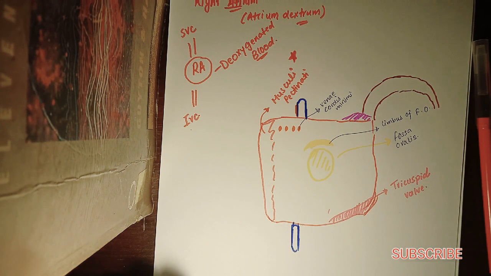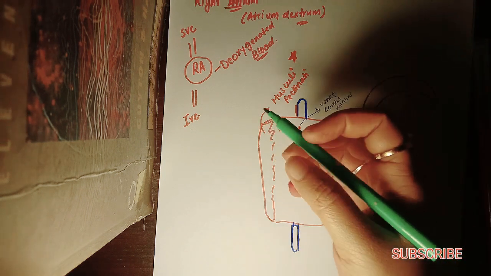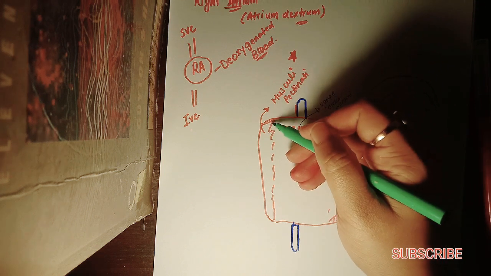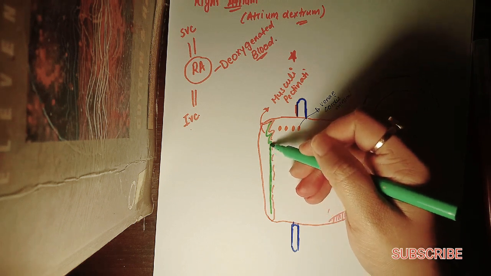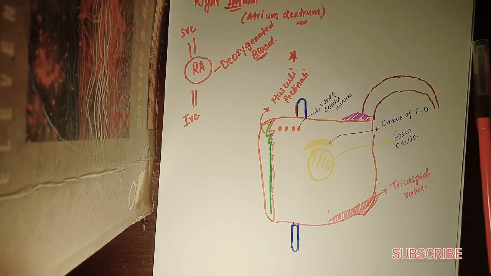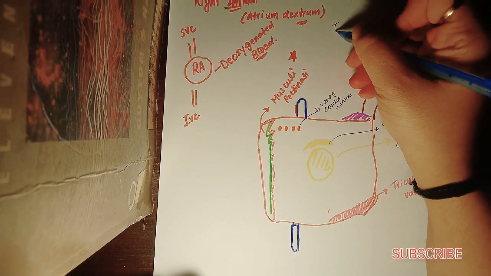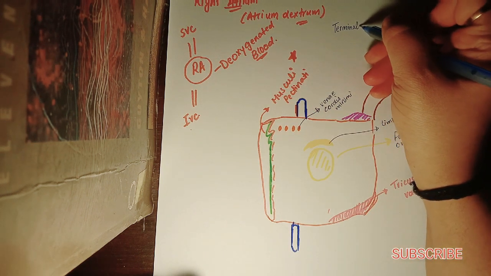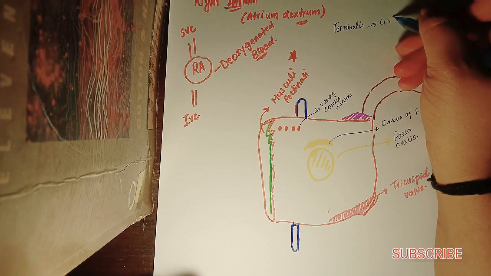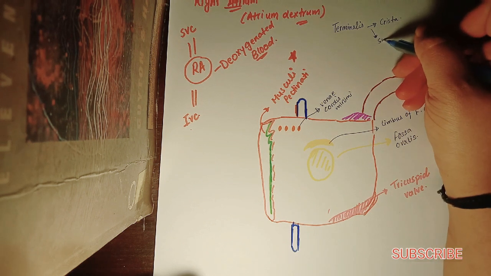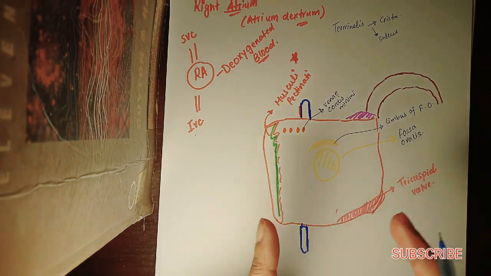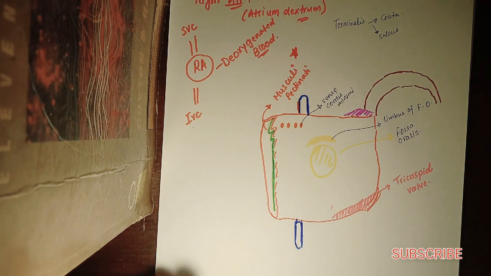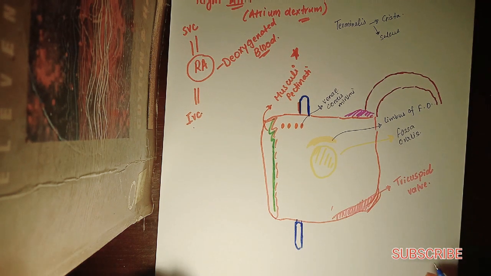Then we have the crista terminalis, somewhere here. Actually, there are 2 terminalis in the heart. One is the crista and the second is the sulcus. Crista is wavy in shape, and the sulcus is, as everyone knows, belly type. I will show you later on where this sulcus terminalis is located.